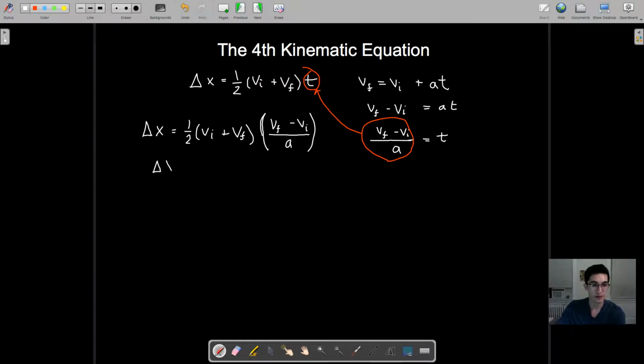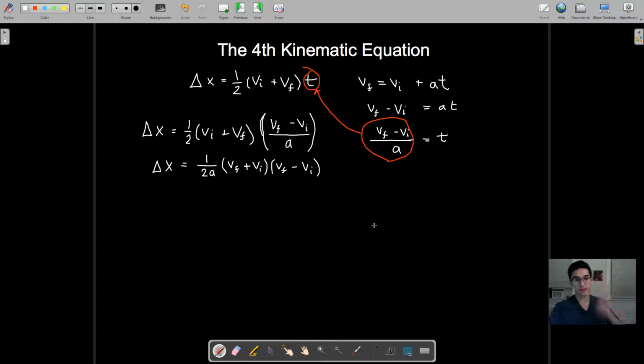One thing I'm going to do here, just because I can, is I'm going to bring that a that's in the bottom over with the 2 that's in the bottom, right? They're both in the denominator of this big multiplication. So we can bring those guys over here. Then we are left with, I'm actually going to swap the order of v final and v initial in here to help you guys see something. Doesn't really matter because the order of addition does not matter, as we know. And would you look at that? You might recognize it now.